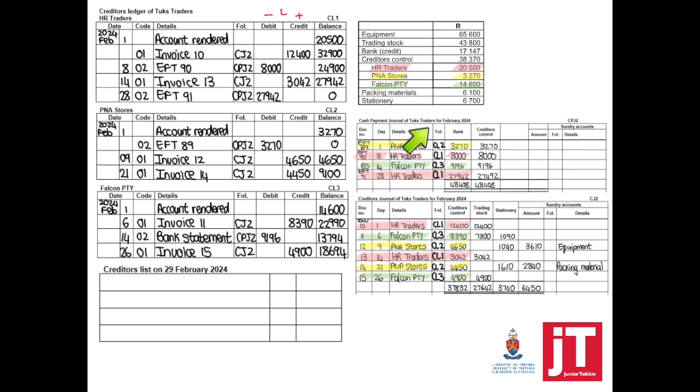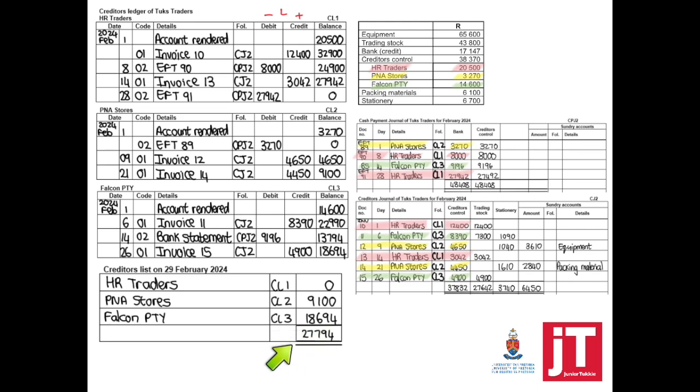Now, this is our checklist. Each one of those does have a number, which means that we've posted it to their individual account. The next step is to complete the creditors list. And the creditors list is the outstanding balances at the end of the month. So we're just going to write them down. HR Traders, creditors ledger number 1, P&A Stores, creditors ledger number 2, Falcon Pty, creditors ledger number 3, and their outstanding balances. Then we draw a line and we total it.